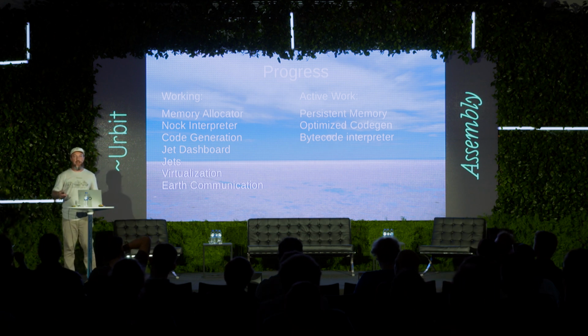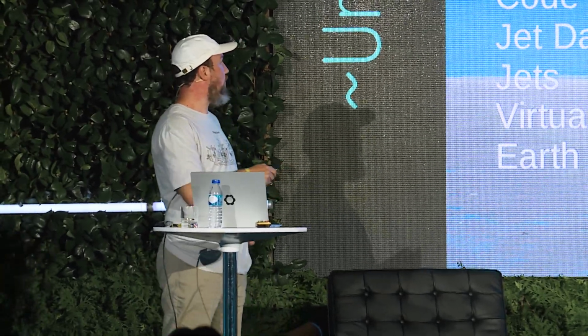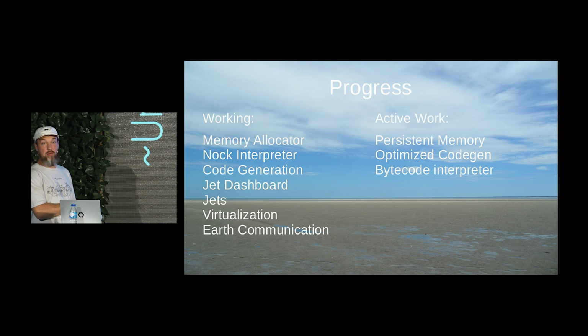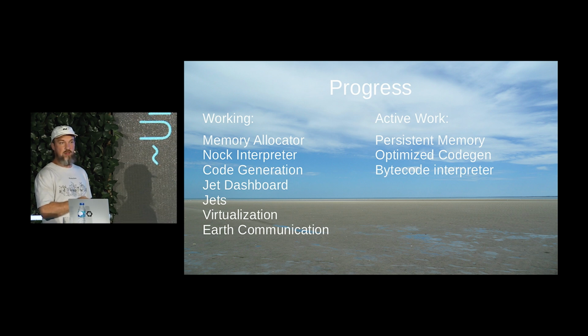So now that you have an idea what actually goes into it, if you want to build an Urbit runtime, this is what you have to do. This is what we've got working. We have a working memory allocator. We have a working Nock interpreter. The code generation actually works. There's just not really anything that can run its output fast. I just haven't written that Rust yet.